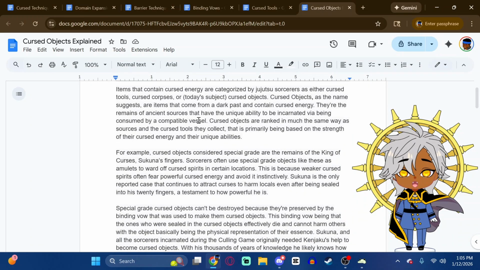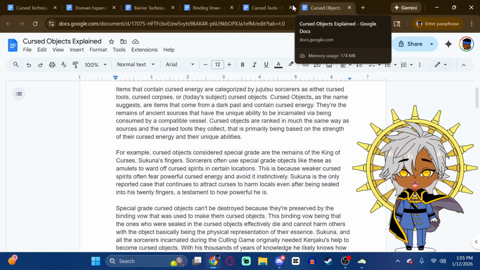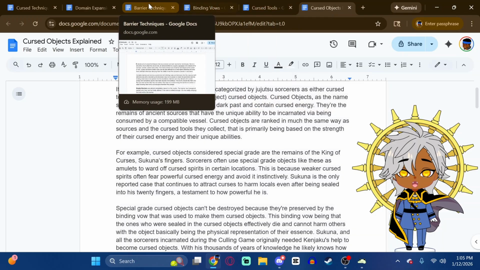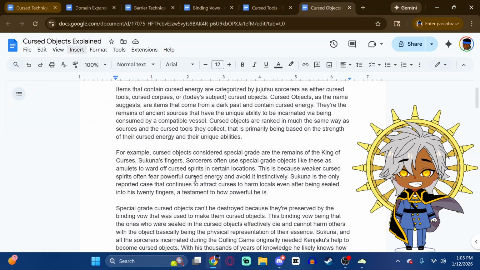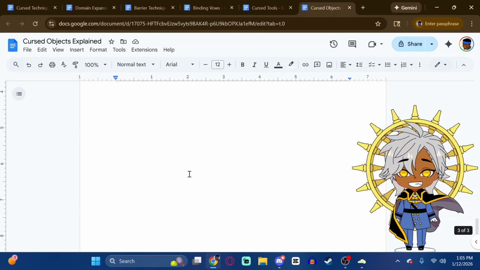All right, so we are going to be talking about cursed objects now. Now that we've gone over pretty much the basis for all things cursed energy, we're going to get into the specifics. In order, we're going to talk about cursed objects, cursed tools, binding vows, barriers, domains, and then we're going to talk about cursed techniques. But the cursed technique discussion is going to be a little special.